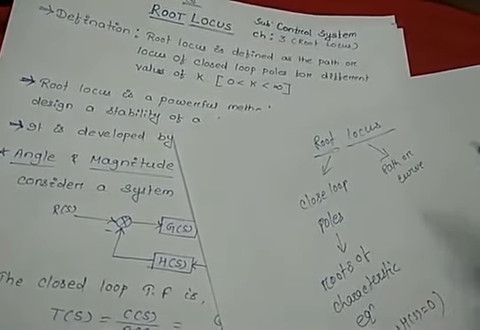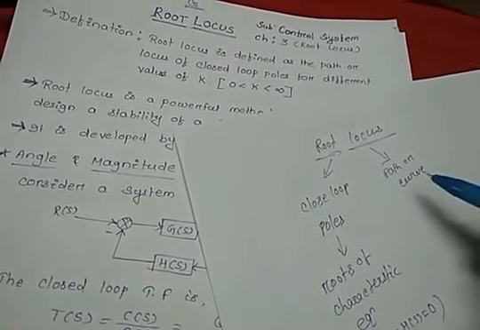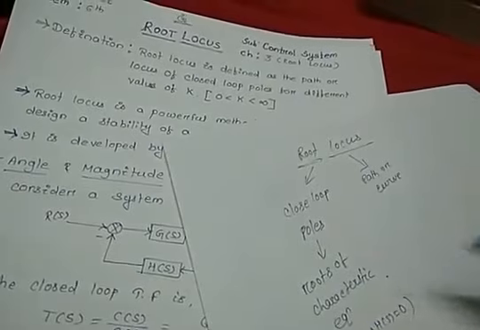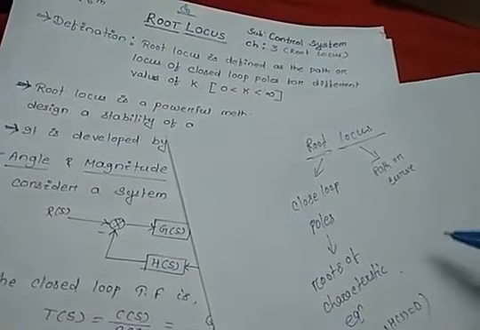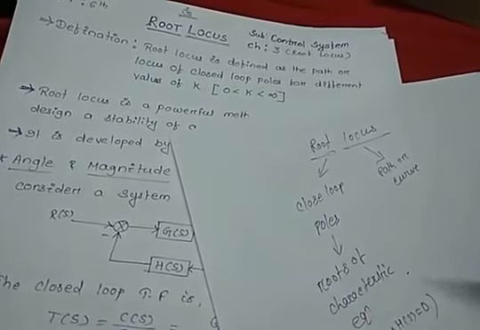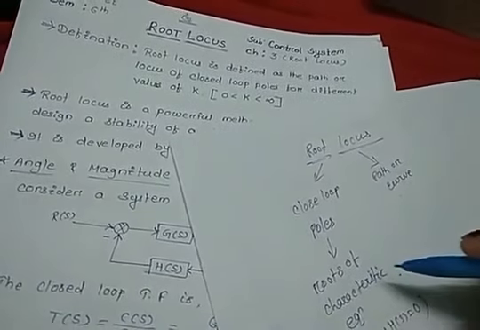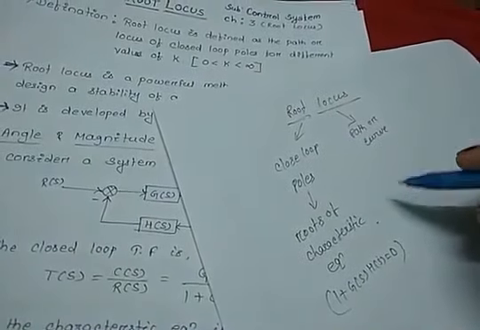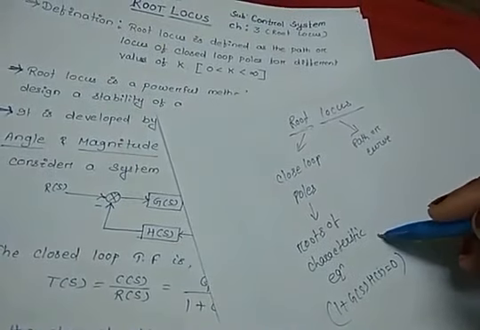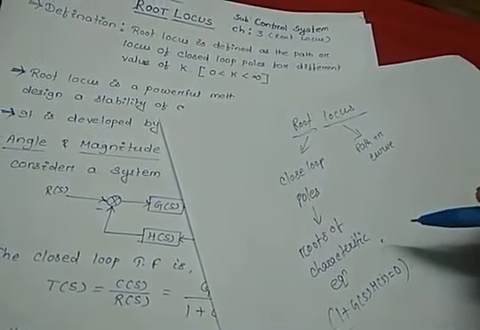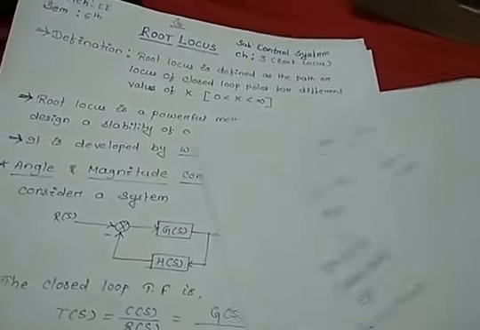which is made by taking some points which satisfy this characteristic equation. That means a root locus is a graphical presentation or a plot drawn by calculating the roots from this characteristic equation and then plotting the locus of these roots with respect to the gain K, and this plot is known as root locus.